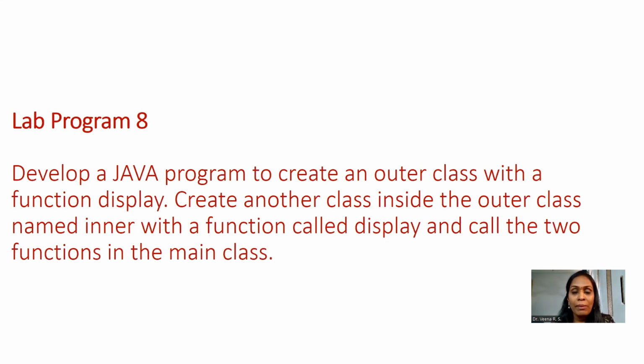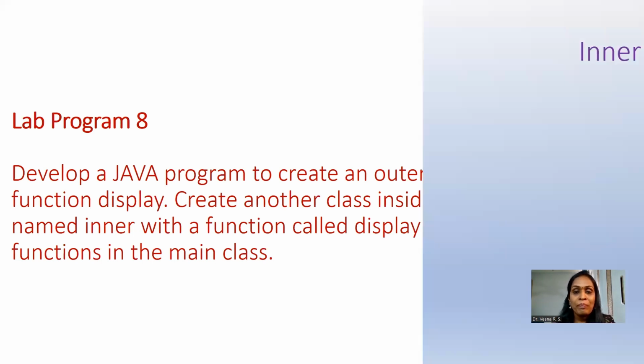Develop a Java program to create an outer class with a function display. Create another class inside the outer class named inner with a function called display and call the two functions in the main class. Before we start writing a Java program for outer and inner classes or nested classes, let us see a little bit of the concepts of nested classes and inner classes, and then we'll write the program in Java.